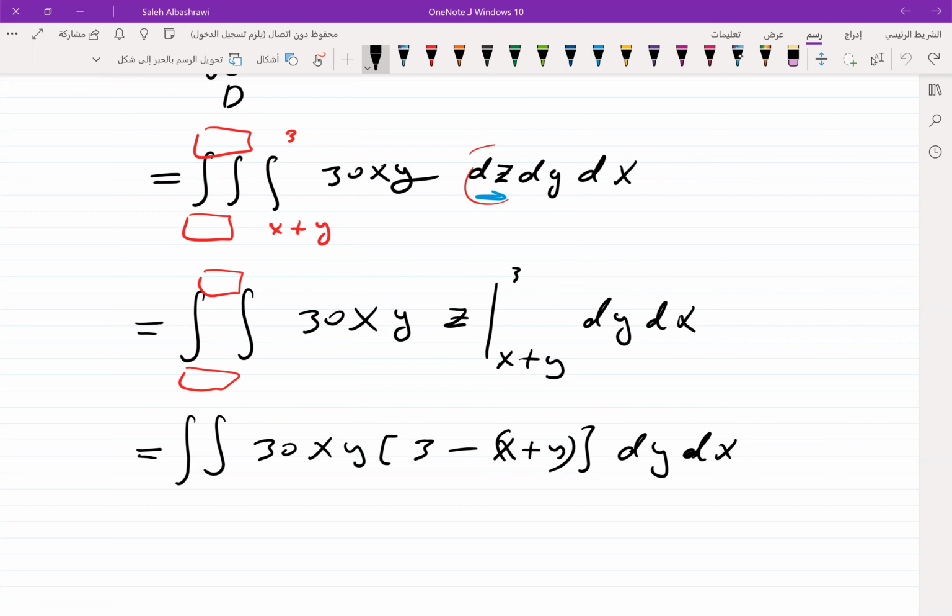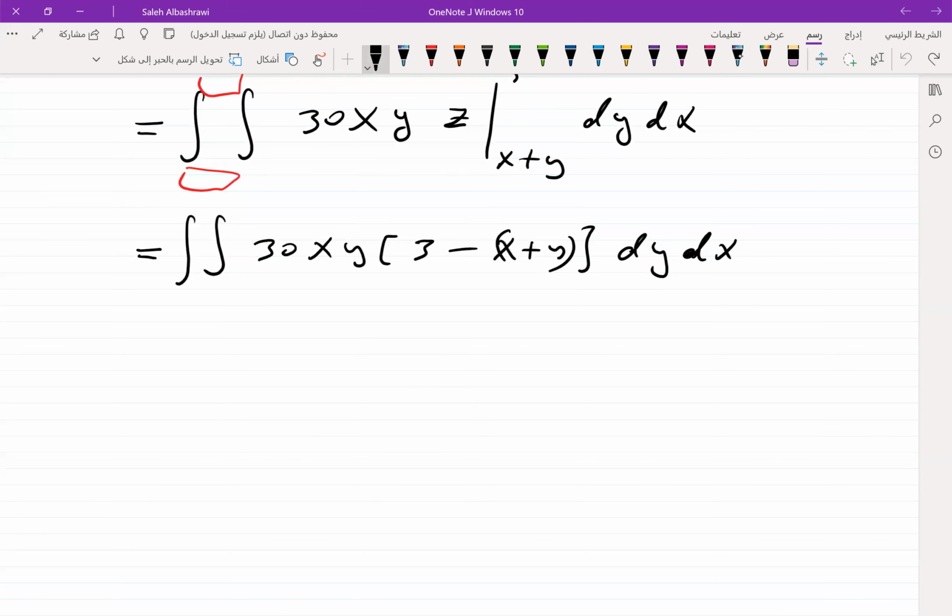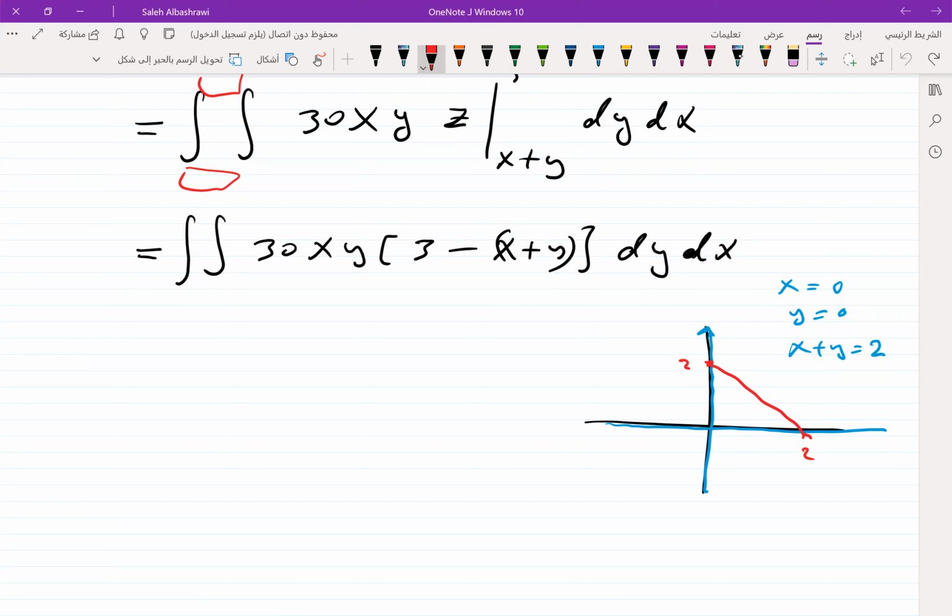Now we get rid of the z variable. All I have is dy and dx. Now in the two-dimensional space, we have these functions: x equal to 0, y equal to 0, and x plus y equal to 2. This will be the remaining limits. Now x equal to 0 means the y-axis. y equal to 0 is the x-axis. And x plus y equal to 2 is this one.